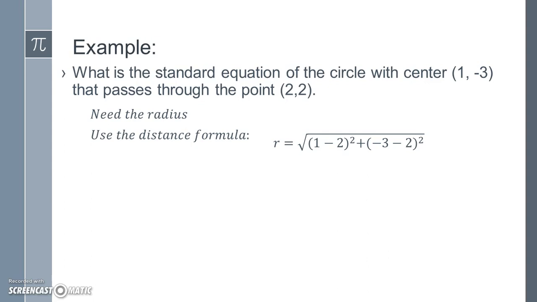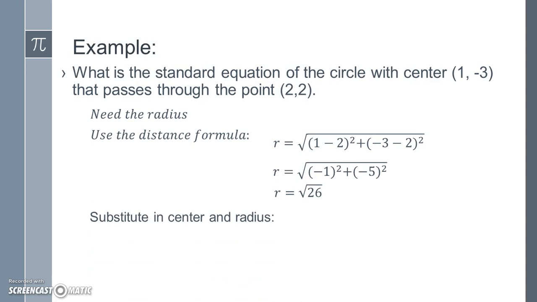1 minus 2 is negative 1. Negative 3 minus 2 is negative 5. Square those both, we get 1 and 25, which come together to make 26. So the radius is the square root of 26. We're going to use our center, 1, negative 3, as our h, k. Square root of 26 is our r. So when we substitute in center and radius, we get x minus 1 squared, y plus 3 squared, and then the square root of 26 squared is just 26. So that is already simplified. So that is our final answer there.